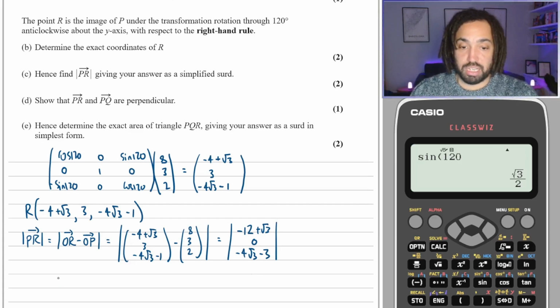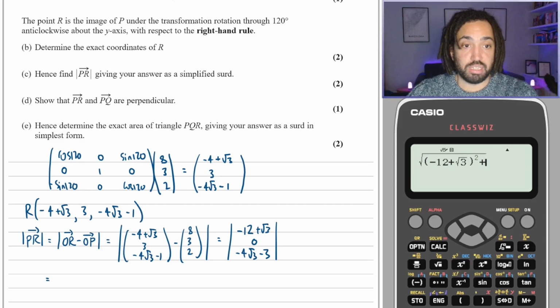Okay, so how do we work out the magnitude of that? Well, we go to our calculator and we do the square root of, in brackets, minus 12 plus root 3, that needs to be squared, plus 0 squared, don't need to bother writing that down, and then minus 4 root 3 minus 3, close bracket, also squared, equals, and I get 2 lots of root 51.